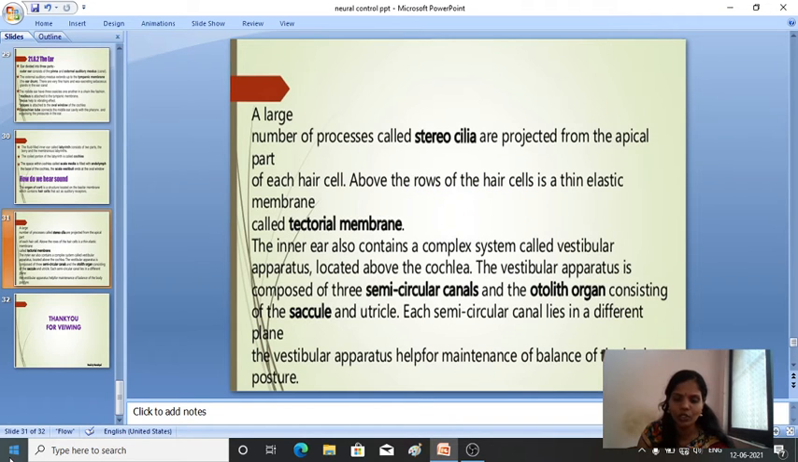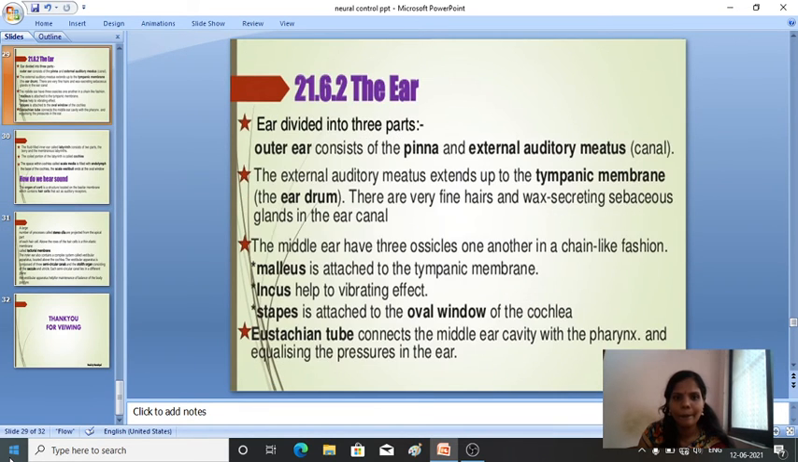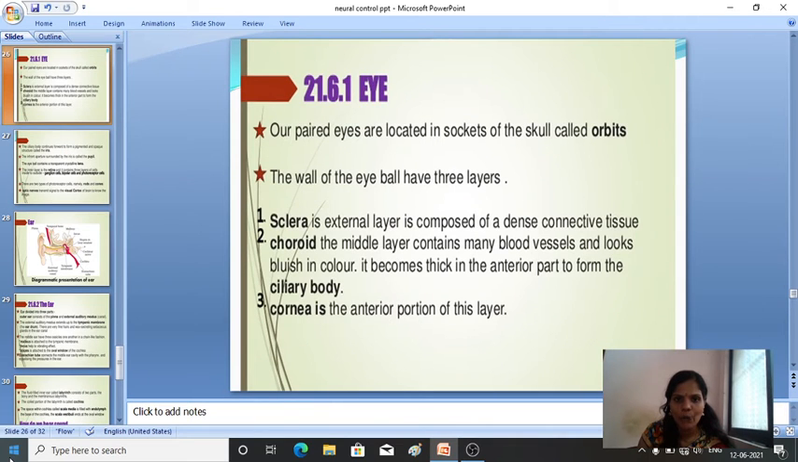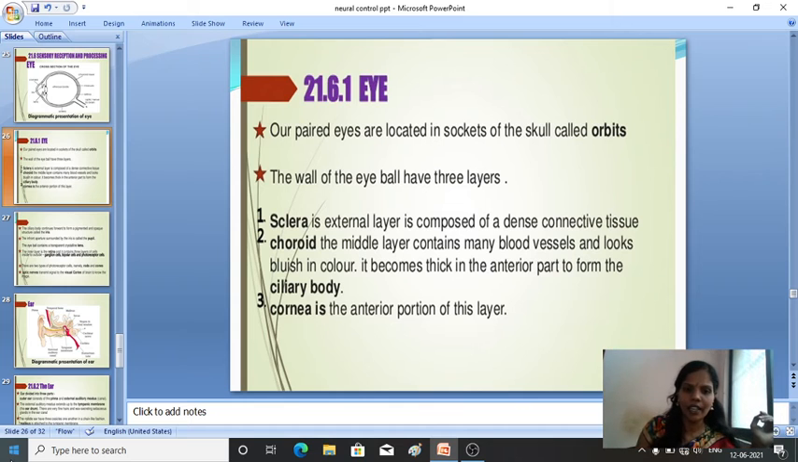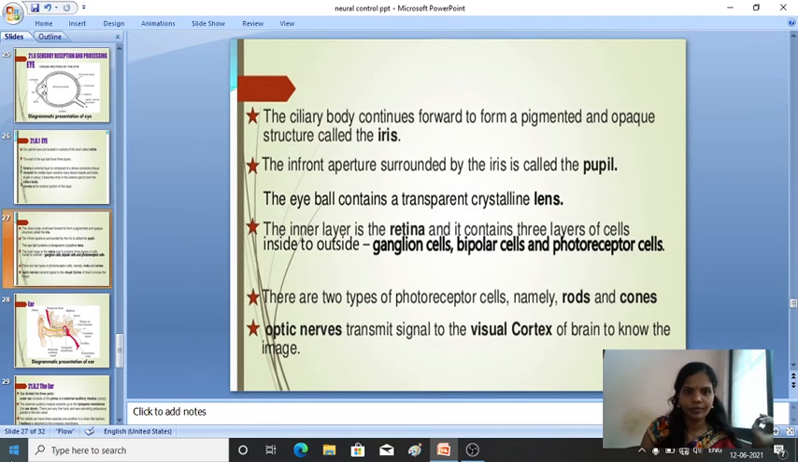You can just go through it once. This is the eye. Again, in the human eye we have the sclera, choroid and the cornea. Then the ciliary body, which contains pigment, and the opaque structure called the iris. Then the front aperture surrounded by the iris is called the pupil. Then the eyeball contains a transparent crystalline lens.